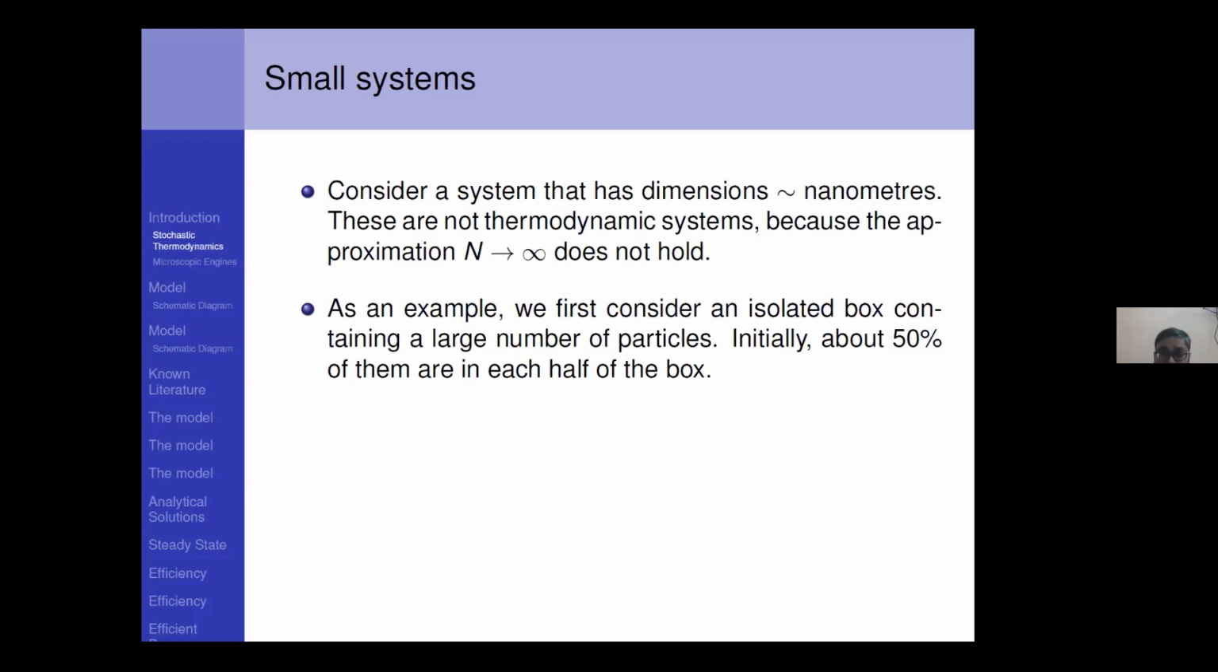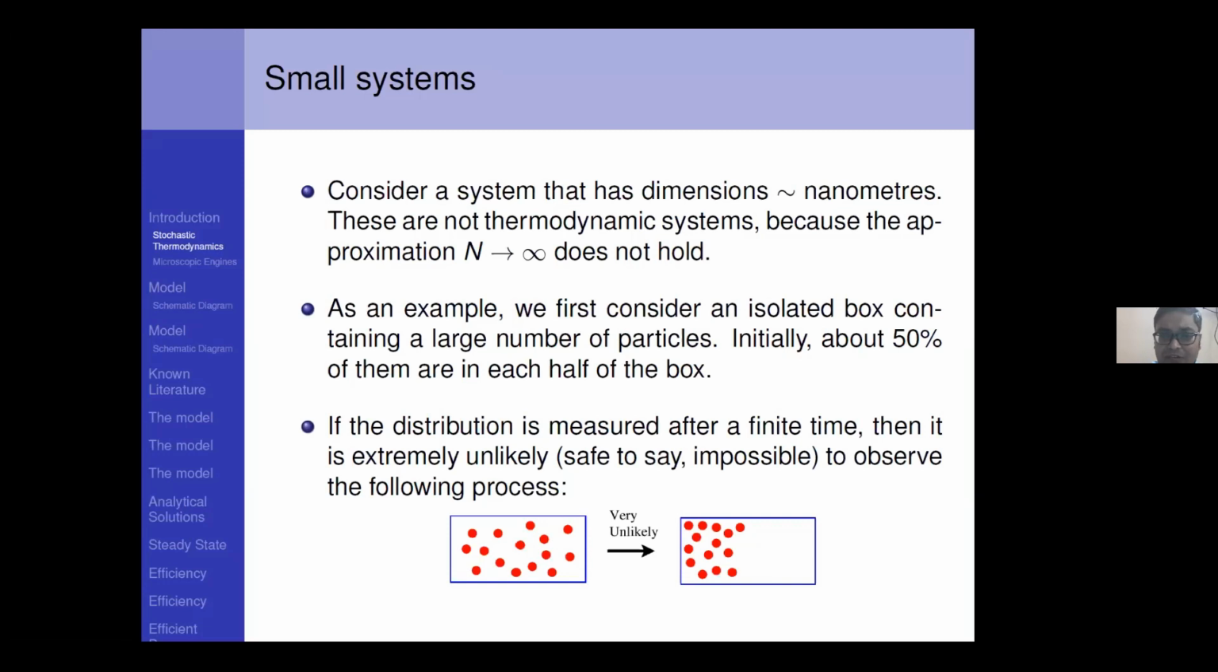Let us give an example where we consider an isolated box that contains a large number of particles. They are evenly distributed throughout this box, and almost 50% of them are in each half of the box initially. Now, suppose at a later time, I want to find this configuration: all the particles are congregated in one half of the box.